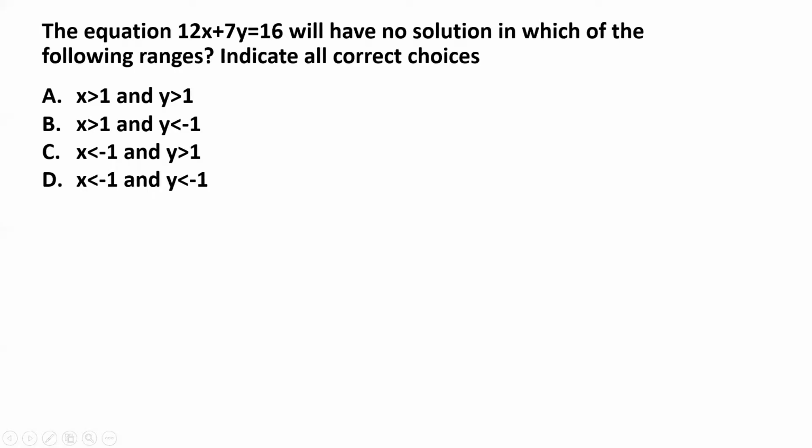The equation 12x plus 7y equal to 16 will have no solution in which of the following ranges? We are given four possible choices and we have to find all correct answers. This is a problem that I will solve using the concept of coordinate geometry.